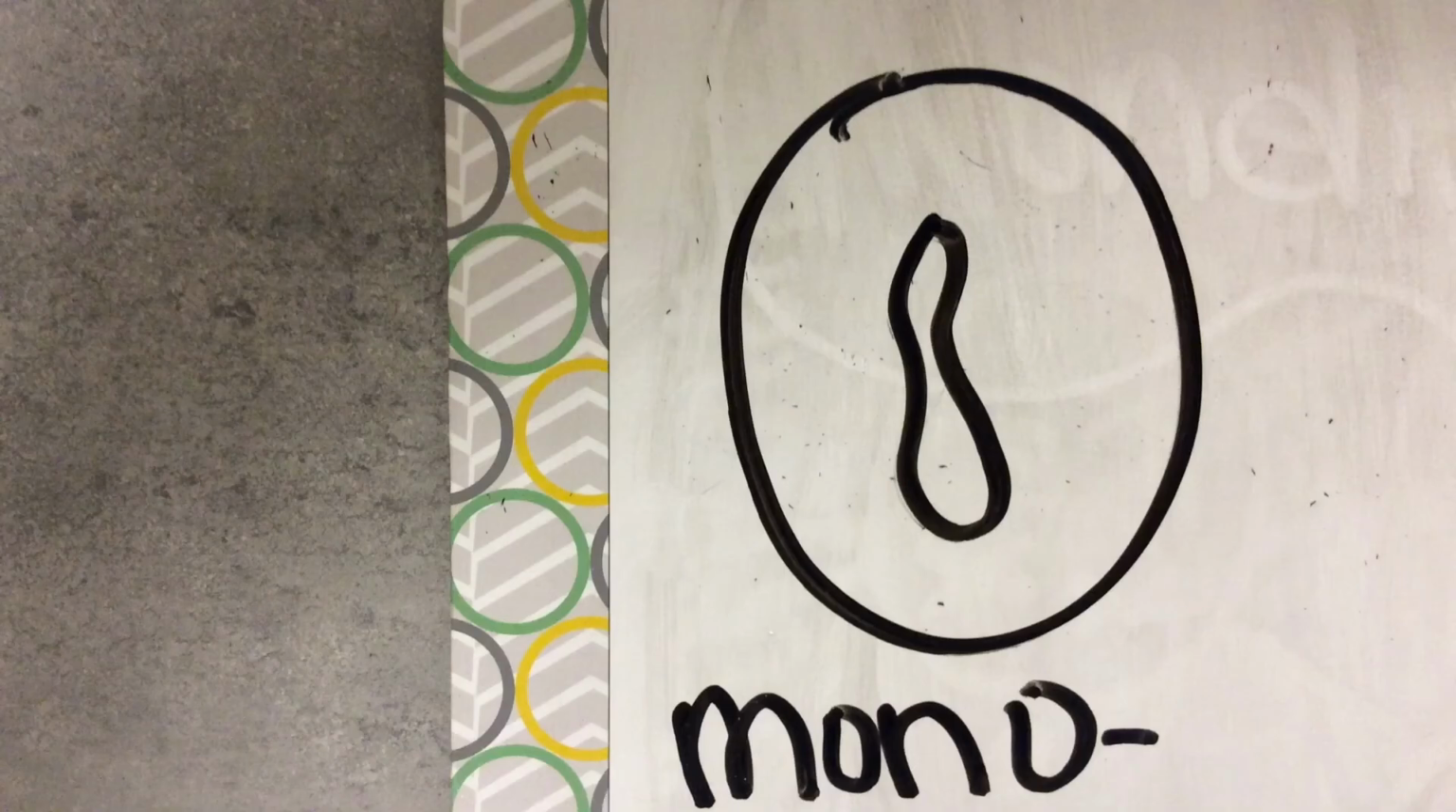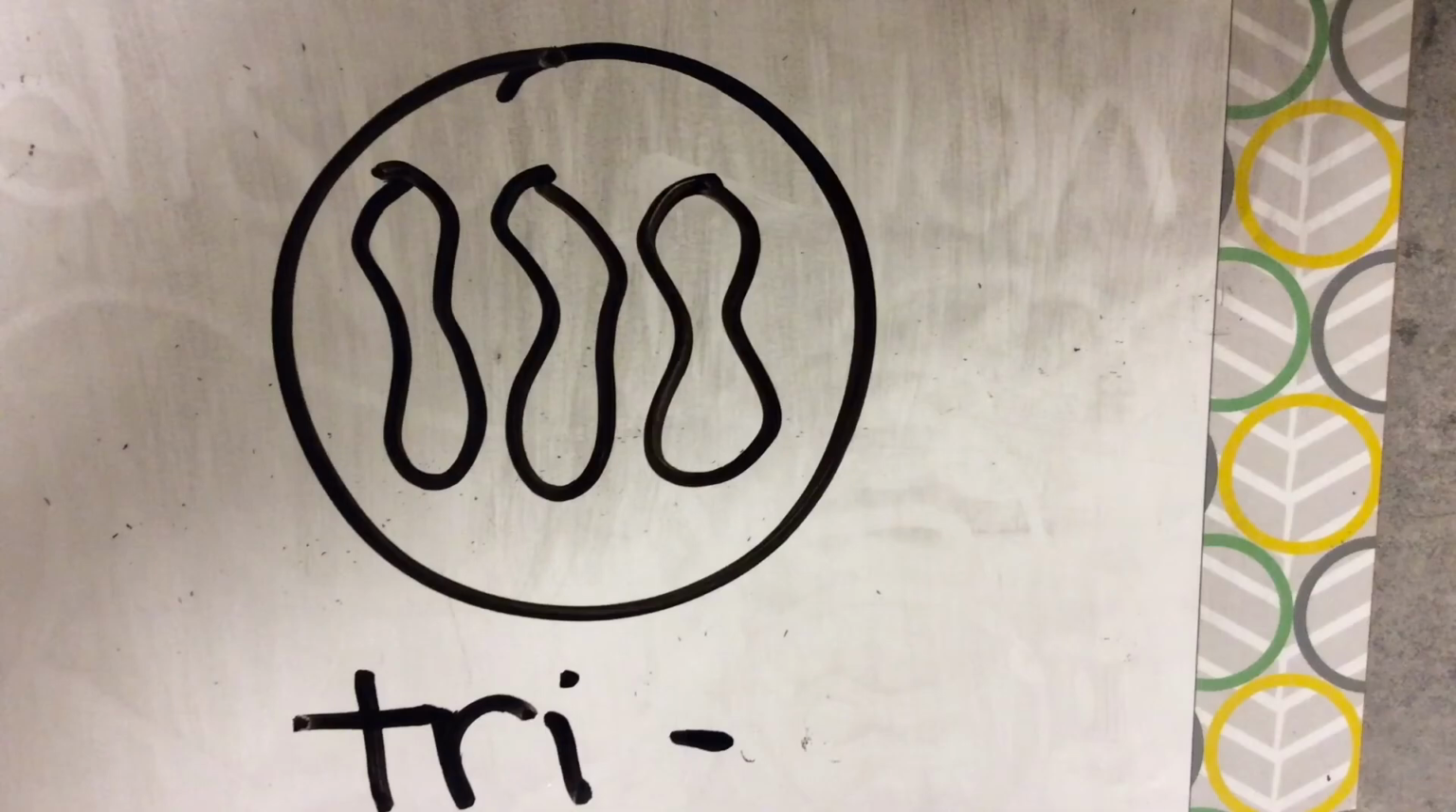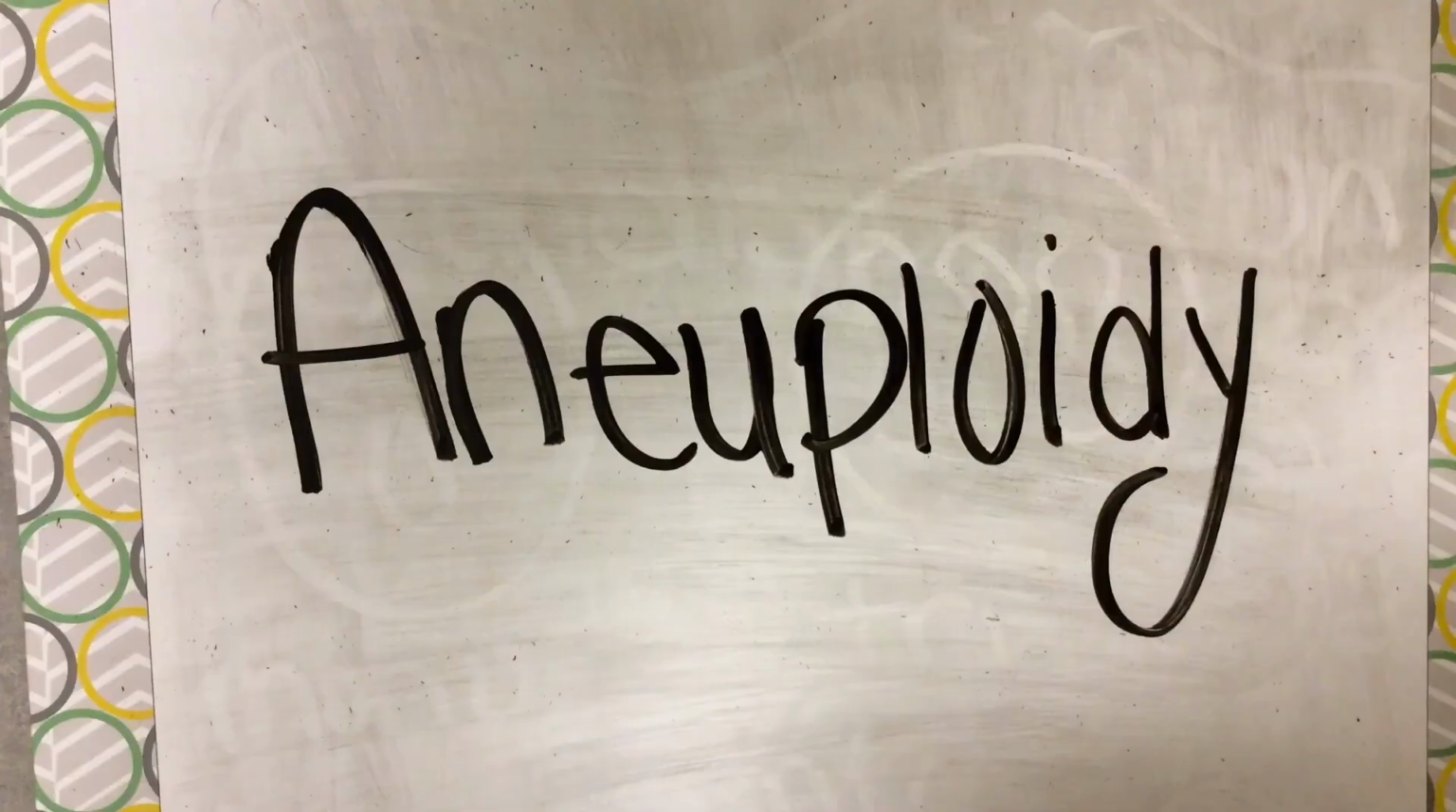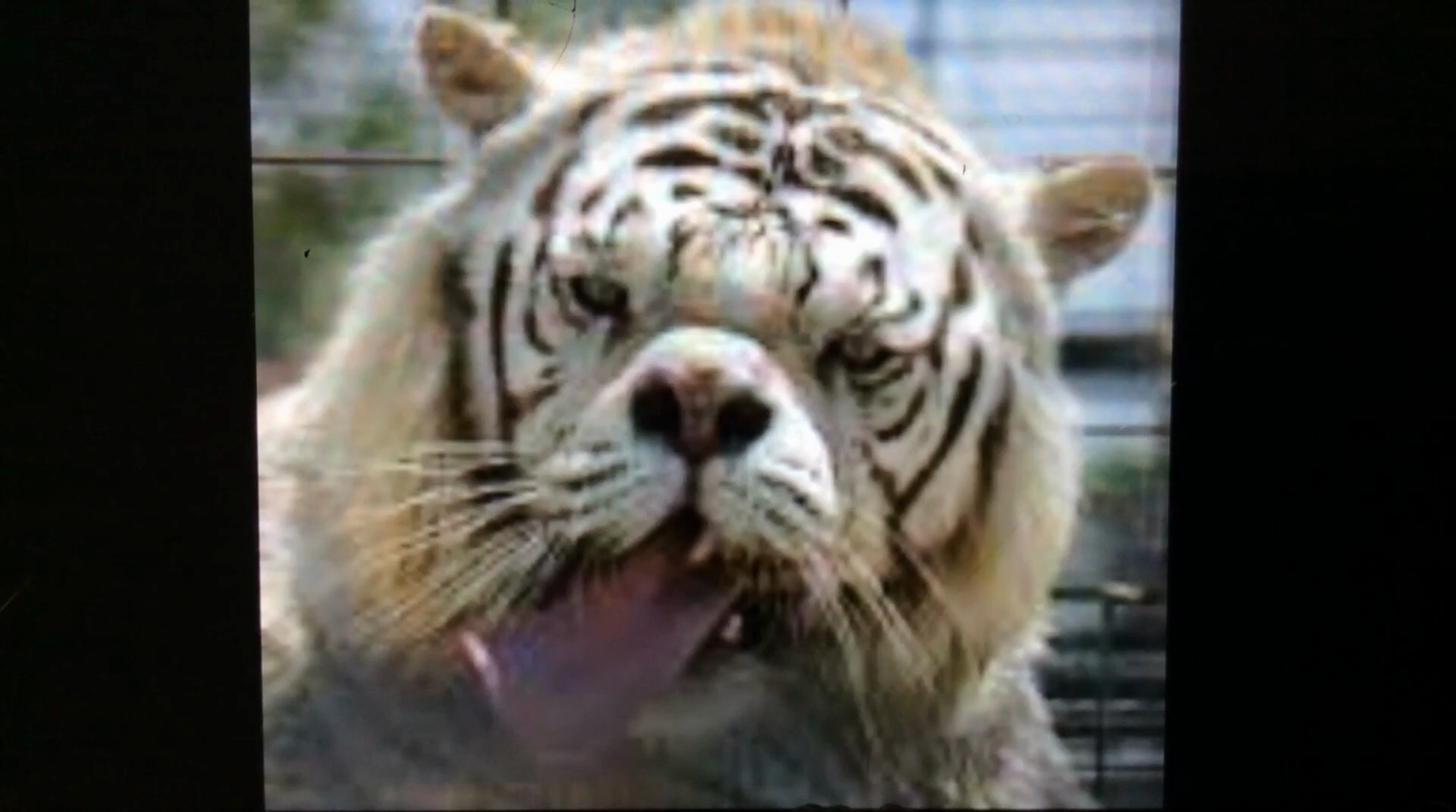When a zygote only has 1 copy of a particular chromosome, it's called monosomic. When it has 3, it's called trisomic. Aneuploidy results from the fertilization of gametes in which non-disjunction occurred.